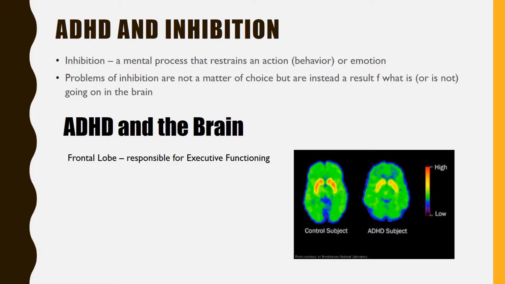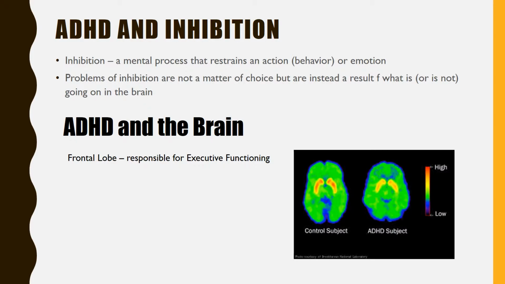So ADHD and inhibition. So just a little background. It's one of the most common neurodevelopmental disorders of childhood. Children with ADHD, like we said, may have troubles paying attention, controlling impulsive behaviors, may act without thinking about what the result will be, or be overly active. So inhibition is a mental process that restrains an action, being a behavior or an emotion. So problems of inhibition are not a matter of choice, but are instead a result of what is or what is not going on in the brain.